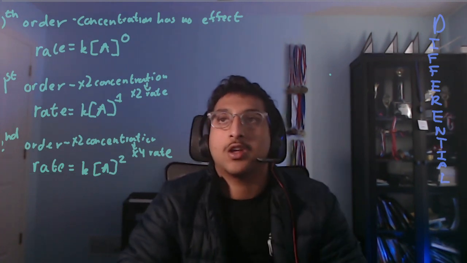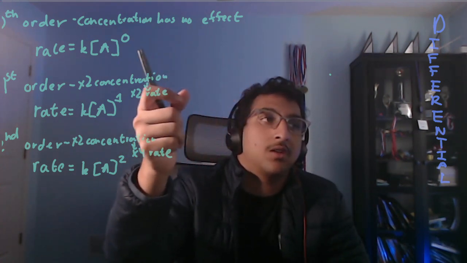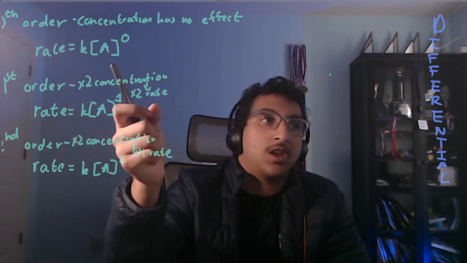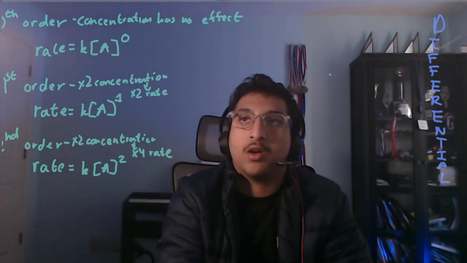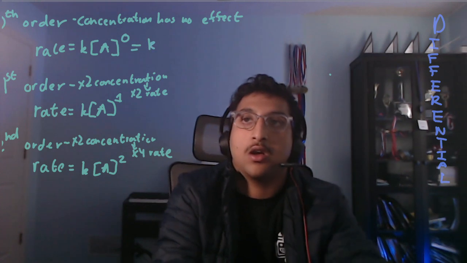But basically, zeroth order is when concentration has no effect. So the rate law is just k times the concentration to the zeroth power, which is the same thing as just saying k.